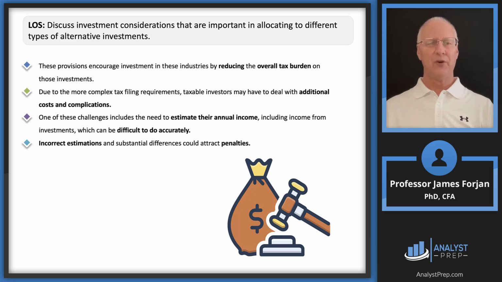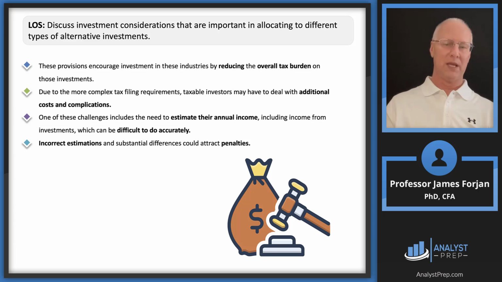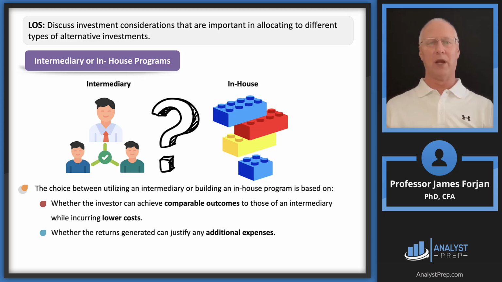Look at this. Difficult to accurately estimate annual income from these alternative investments. That shouldn't be a surprise to you at all. That's why we have the money and the gavel going down on the bottom right.